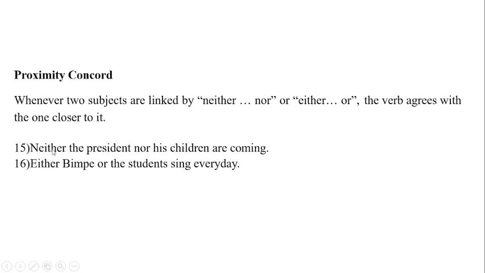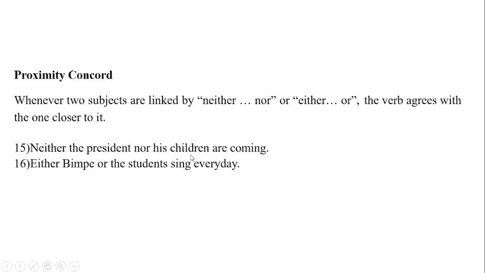So, for instance, example 15: neither the president nor his children. So there are two subjects here. We have the president and we have his children. So these two subjects have been linked by neither, nor. So you see, neither the president nor his children.